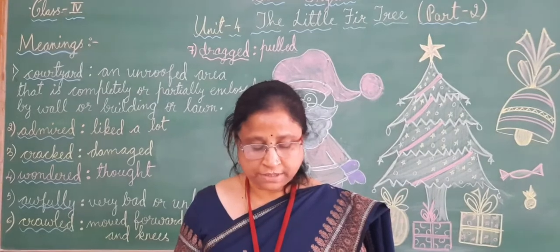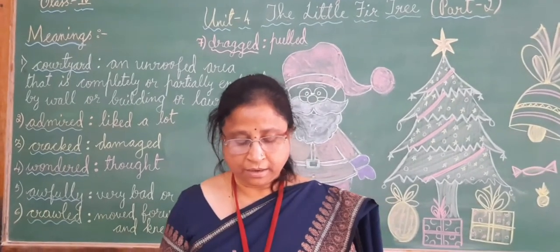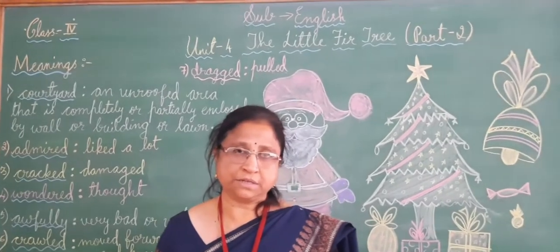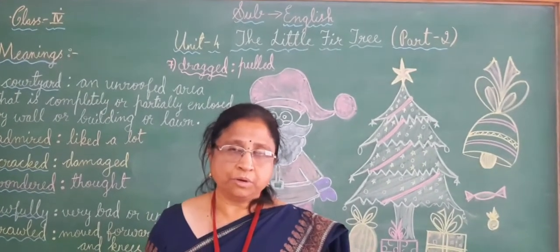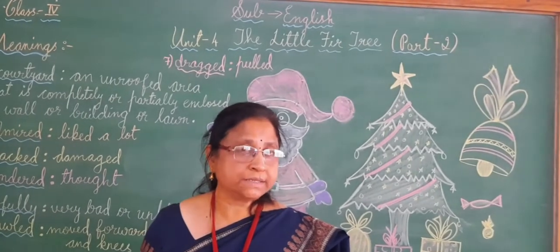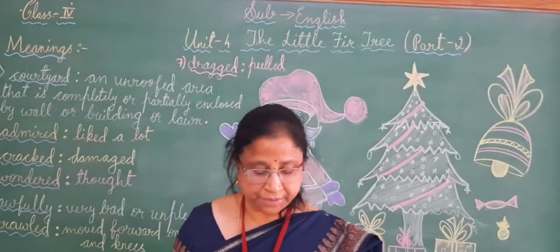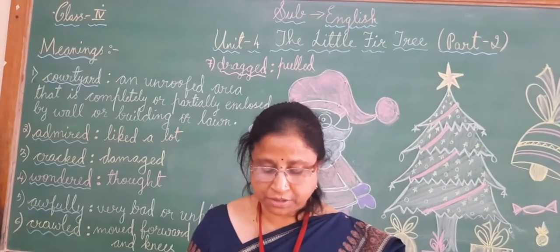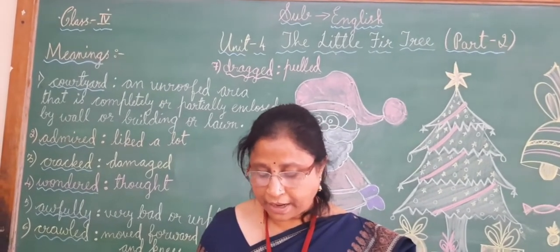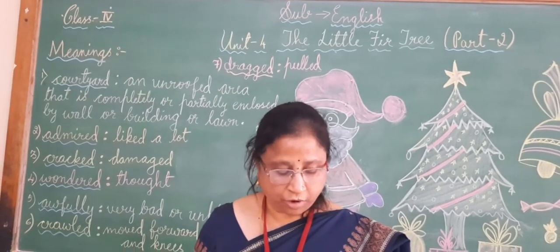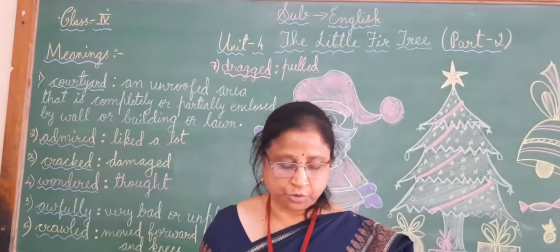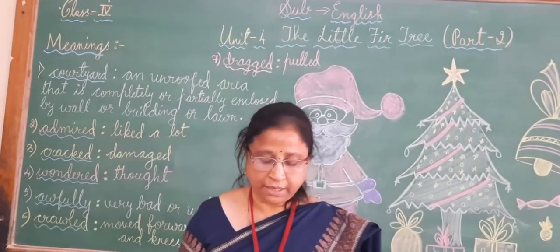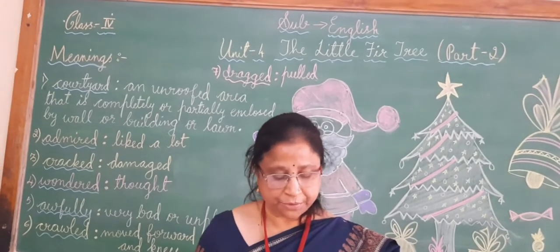I am not old, said the tree. I am a young fir tree. So what did the fir tree tell the mice, children? It told them that it is not an old tree. It is a young tree. The mice kept squeaking and asking the fir tree where it had come from and what was going to happen to it. So the mice kept on asking the fir tree from where it had come and what would happen to it.